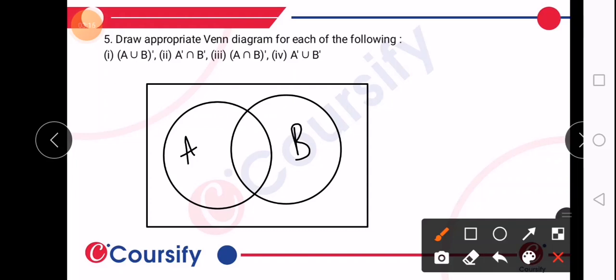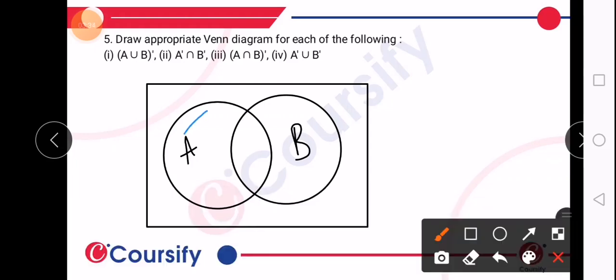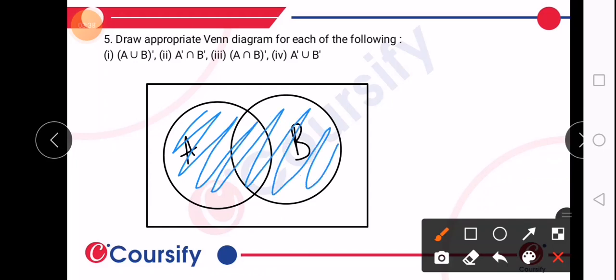Now, what is A union B? A union B means A plus B, which means everything that is involved in A and B, which means the whole of this area. This whole area that's shaded with the blue marker is A union B.